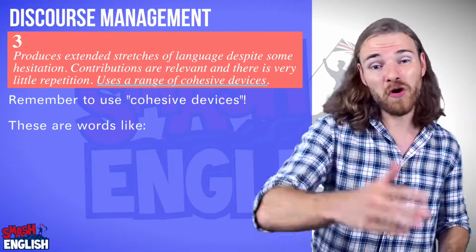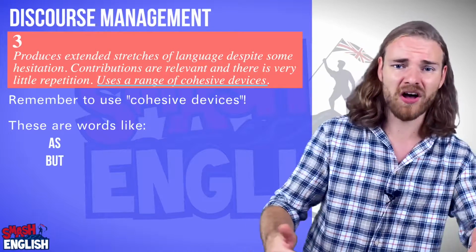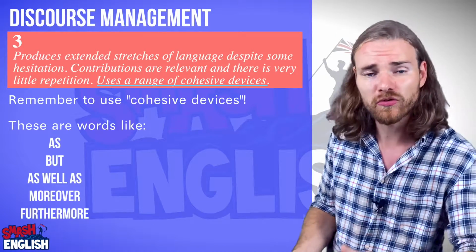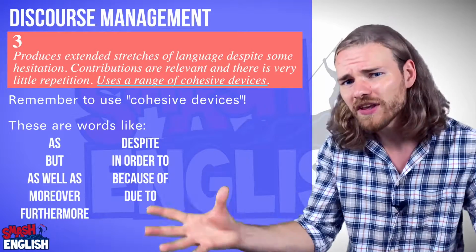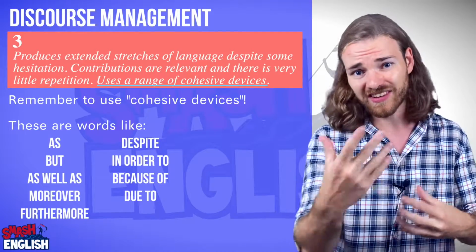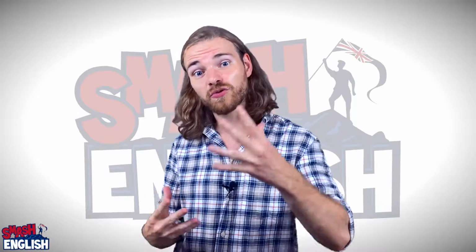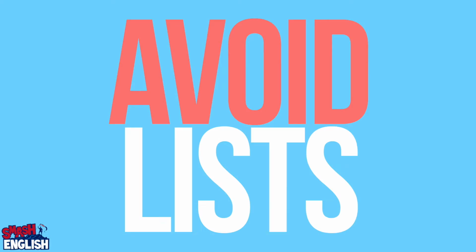Cohesive devices are words and expressions like as, but, as well as, moreover, furthermore, despite, in order to, because of, due to. Words that we use to link our ideas together. One way to make sure that you use these is to avoid lists.